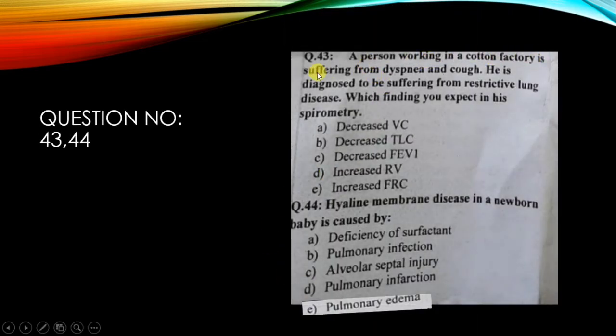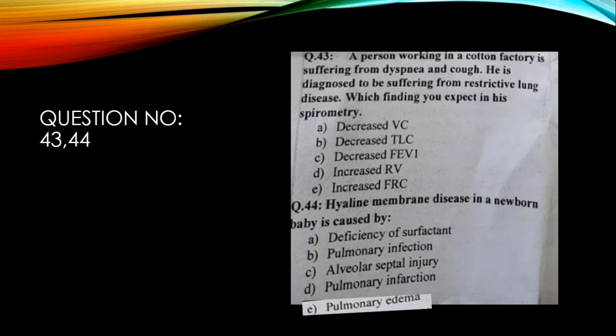Question 43 says a person working in a cotton factory is suffering from dyspnea and cough. He is diagnosed with restrictive lung disease. Which do you expect in this spirometry? Decreased vital capacity, decreased total lung capacity, decreased forced expiratory volume FEV1, increased residual volume, or increased functional residual capacity. In restrictive lung disease, the alveoli are going to be collapsed, and there is a smaller amount of air present in the lungs.